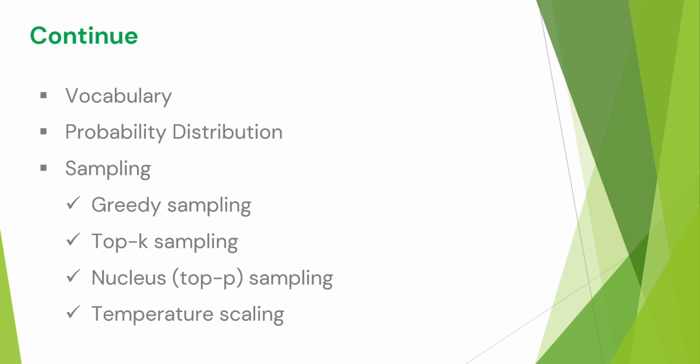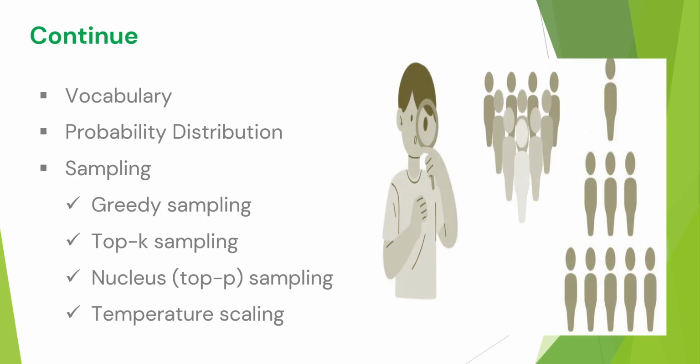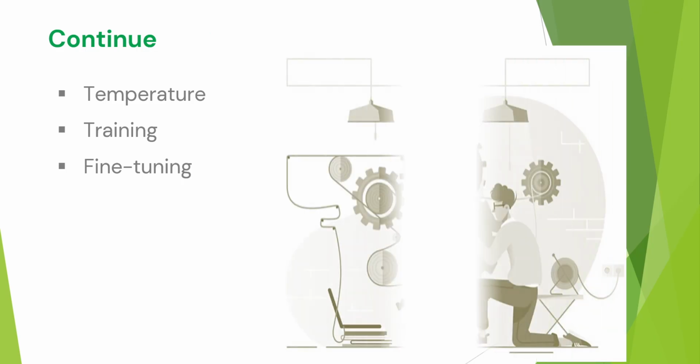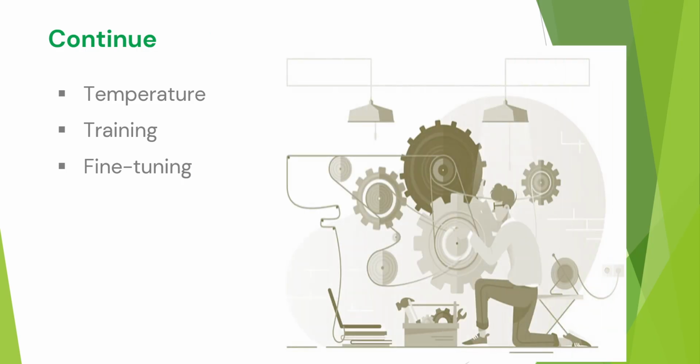It has different methods, where greedy sampling will always pick the token with the highest probability. Top K sampling will pick from the top K most probable tokens. Nucleus or top P sampling will pick from the smallest set of tokens whose cumulative probability exceeds a threshold P. Temperature scaling will adjust the probability distribution to control the randomness. Next comes the temperature, which is a hyperparameter that controls the randomness of the sampling process. Higher temperature, say 1, will make the output more random, whereas a lower temperature, say 0.1, makes the output more deterministic.